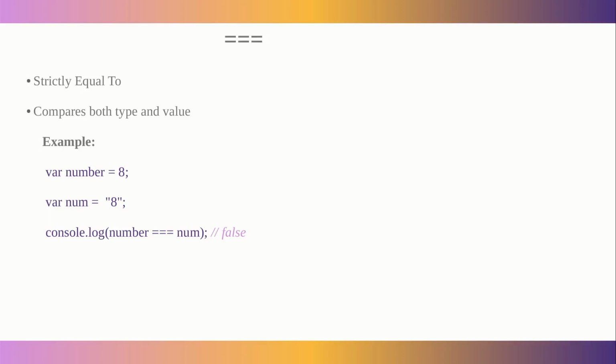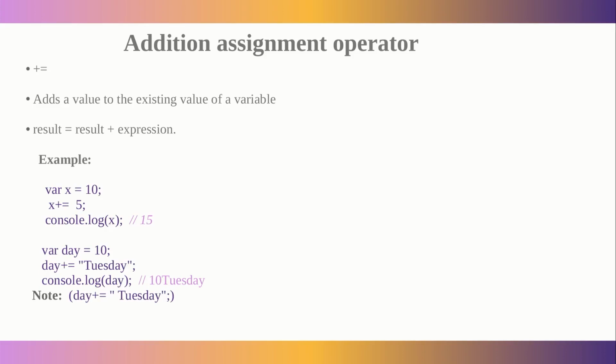Just keep this in mind that the strict equality comparison operator compares both the data type and the value of two variables. And now let's talk about the addition assignment operator. This will add a value to the existing value of a variable. For example, take var x, which references a value which is of the number data type. The addition assignment operator has added the number 5 to the existing value of 10. And if we console log x, you will see that its value is now 15.